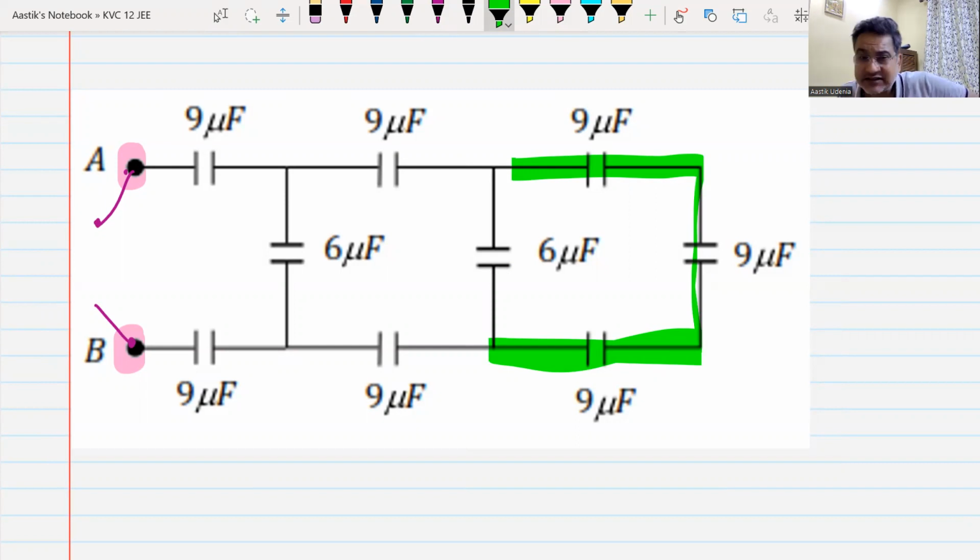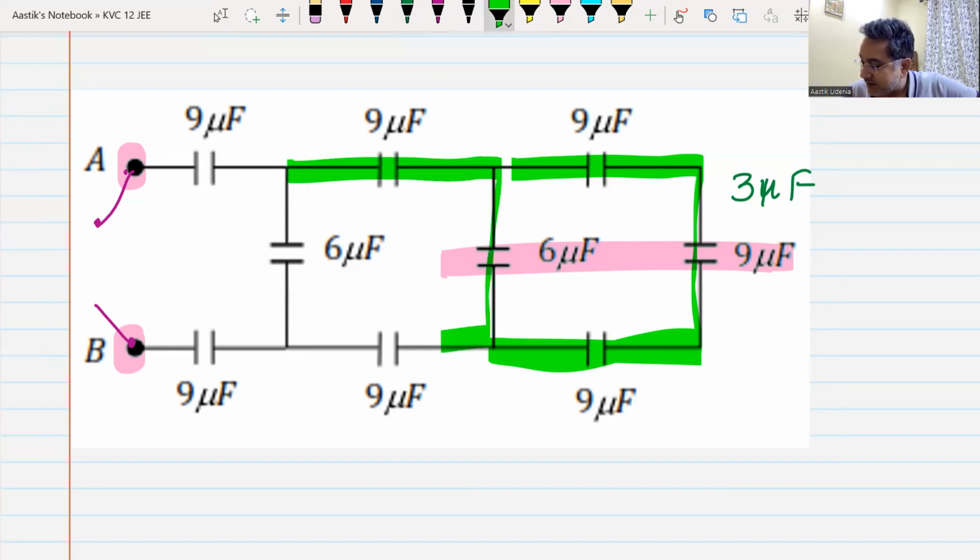9 by 3, which is 3. 3 9s in series will be 3 microfarad. Then that 3 and this 6 again come in parallel. 6 plus 3 becomes 9. We got the answer, sir. Then this 9 and 9 and 9 again come in series.